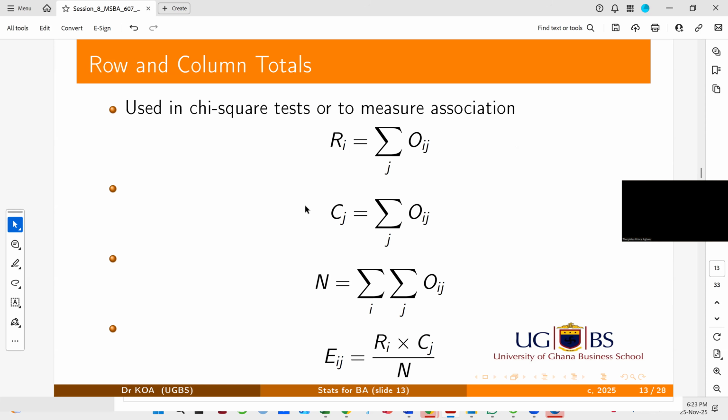Now, you will have a column and you have a row. So this one looks at the row sum. And then the next one looks at the column sum. And the final one looks at both the row sum and then the column sum.